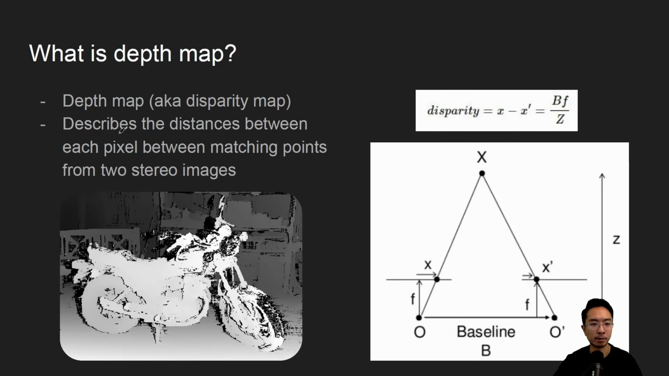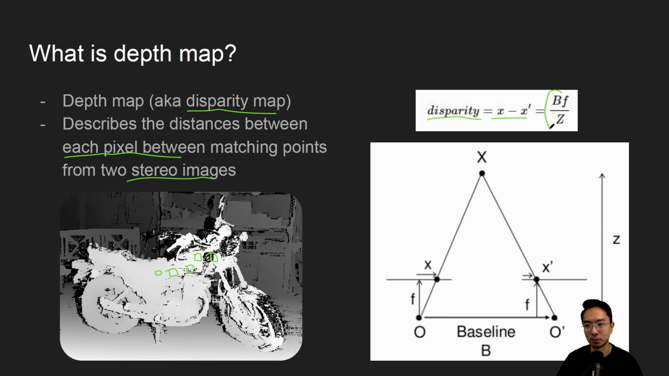So what is a depth map? Sometimes you'll hear it called a disparity map, and they mean the same thing. What this describes is the distance between matching points from two stereo images. If we actually look at each value here, this will tell us the disparity for the individual pixels, which tells us that for this point in both images, that is the distance between the two pixels.